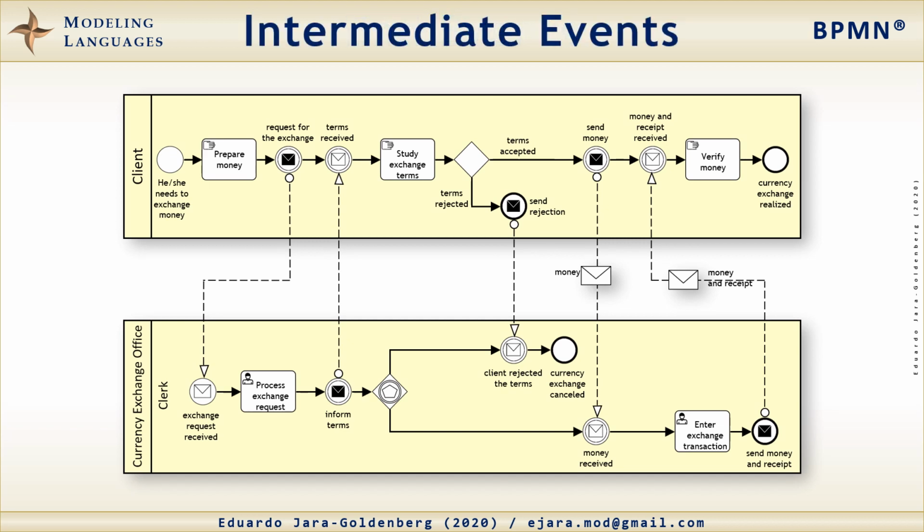As the name implies, the intermediate event indicates where something happens somewhere between the start and end of a process. An intermediate event is a circle drawn with a double thin line. There are 12 types of intermediate events. In this example, 2 variants of message intermediate events are used: catch and throw.